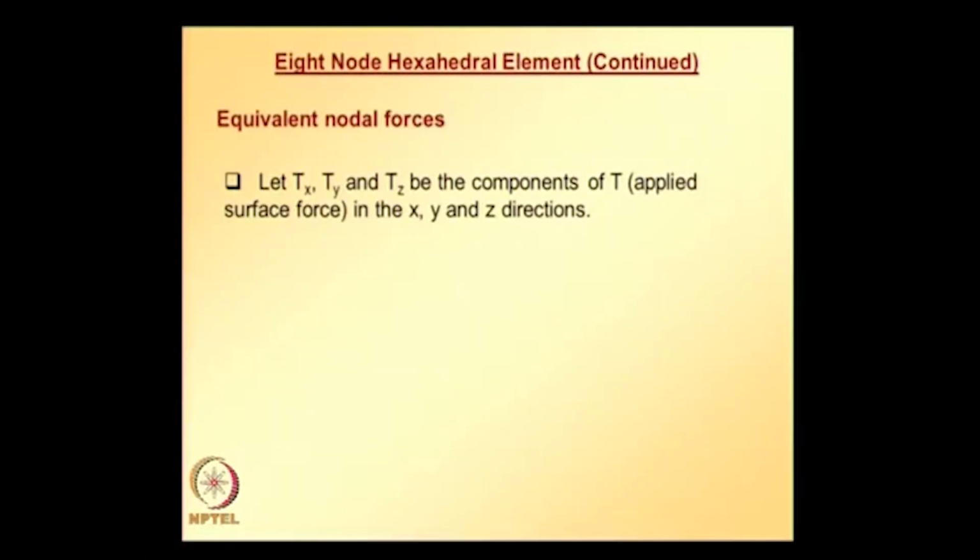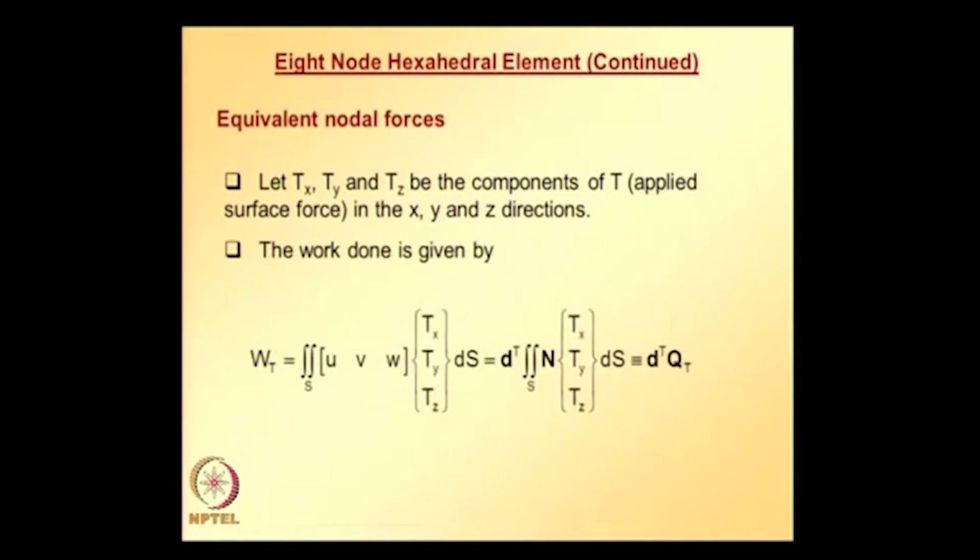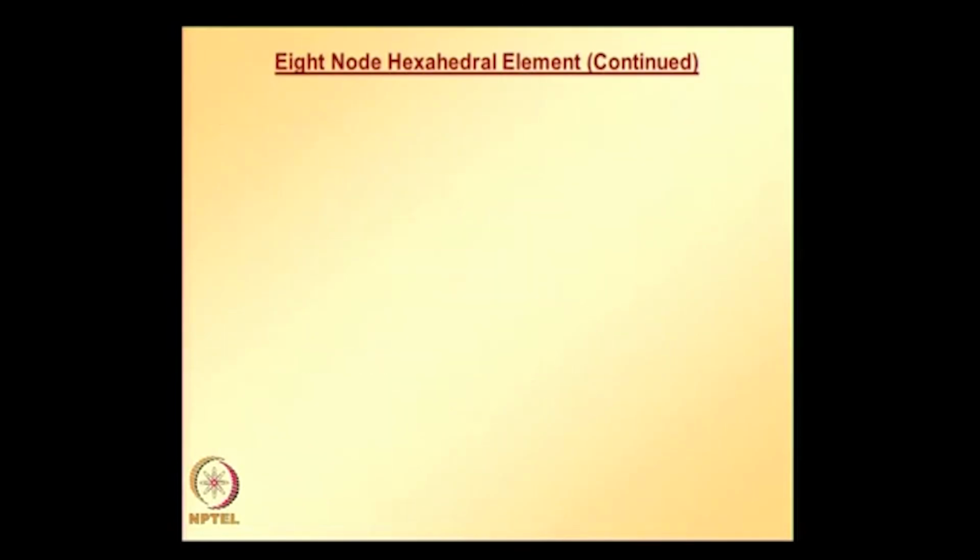Equivalent nodal forces. This is similar to the 4 node tetrahedral element. Let Tx, Ty, Tz be the components of traction surface forces that are applied along x, y, z directions. So, the work done by these forces is given by the traction components multiplied by the corresponding displacement components, integrated over the surface on which the forces are applied, and this can be further written compactly in the manner shown on the right hand side of the equation, d transpose qt, where qt is the equivalent nodal load vector.